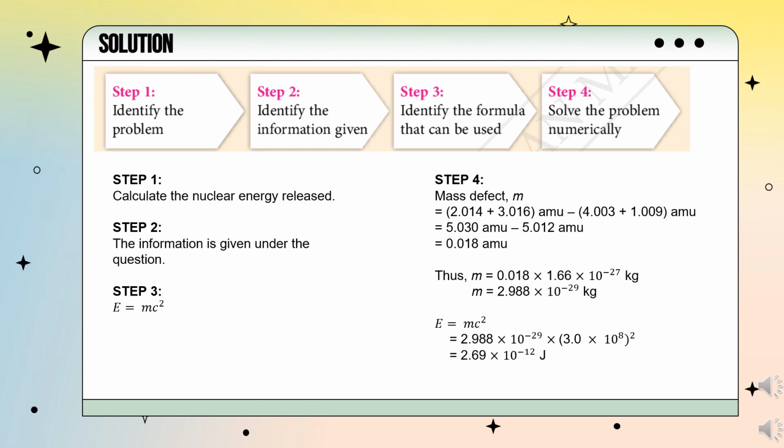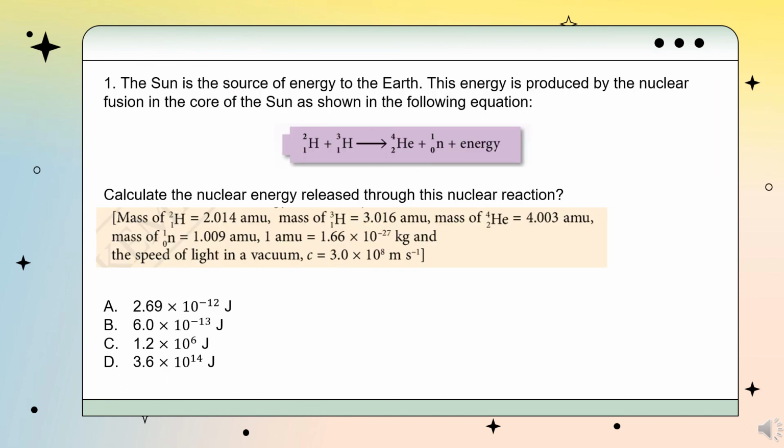Then, use the equation E equals mc² to get the value of nuclear energy of the nuclear fusion. So, based on the calculation, the value of nuclear energy released through the nuclear fusion is 2.69 × 10⁻¹² joule. Therefore, the answer for this question is A.